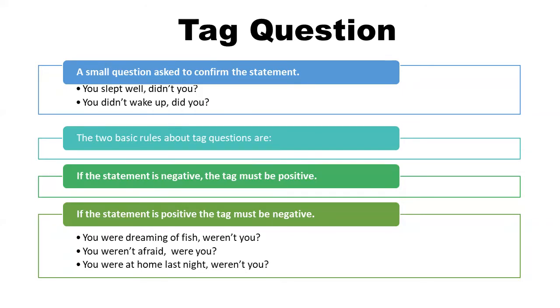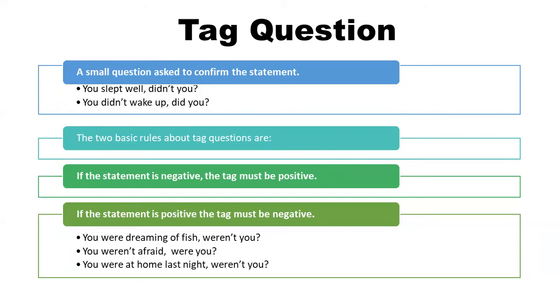Let's start with tag question. Do you know what a tag question is? Okay, a tag question is a small question that we ask to confirm the statement. We state something at first and then we ask the small question. That is called a tag question. You can see the sentence, you slept well, didn't you? So the statement is you slept well and the tag question is didn't you? So basically a tag question is a mini question and the tense of the tag question is the same as that of the statement.